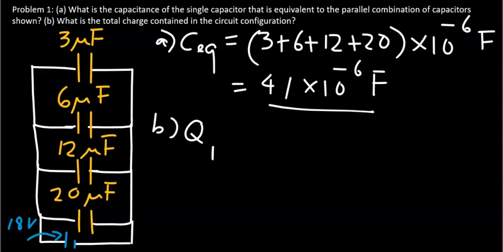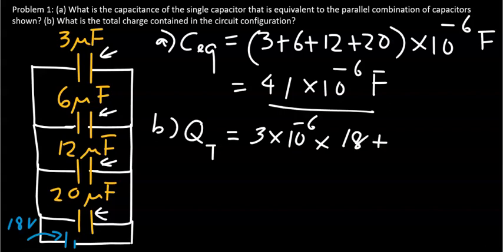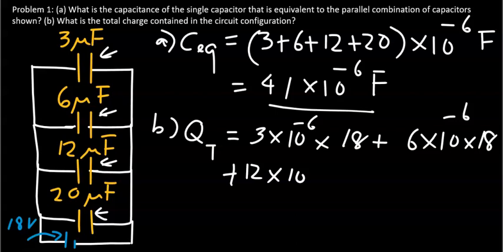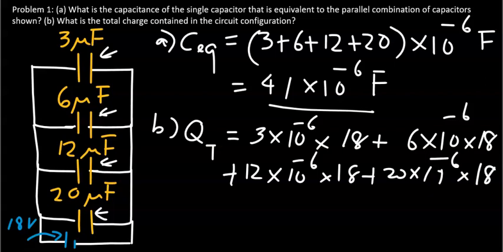The total charge is the sum of the individual charges on this capacitor plus that capacitor plus that capacitor plus that capacitor. So the charge on the 3 microfarad capacitor is the capacitance, 3 times 10 to the power minus 6, times 18 volts. And you have to do the same for all the capacitors. So 6 times 10 to the power minus 6 times 18 plus 12 times 10 to the power minus 6 times 18 plus 20 times 10 to the power minus 6 times 18.